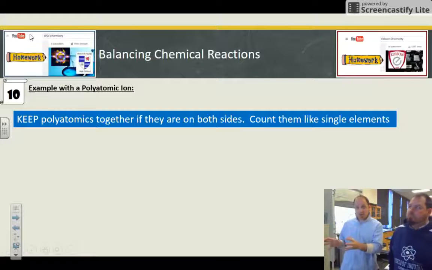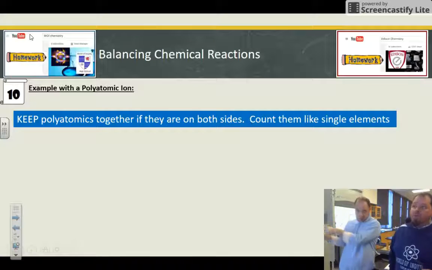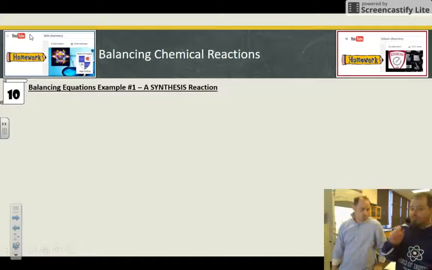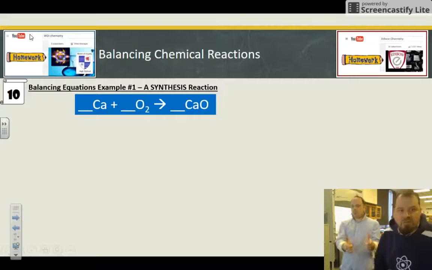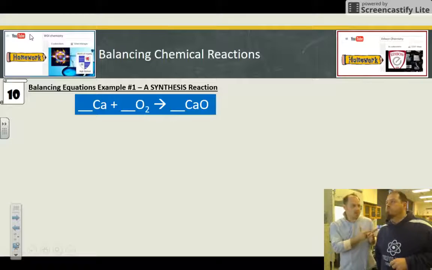I'm going to keep it as a chunk because that chunk doesn't break up. So it just gets moved around. Here, the only trick is you've got to make sure that if you see a polyatomic on the reactant side, the same polyatomic is there on the product side. If that's the case, you're good to go. So I'll do this one my way, and then Mr. Milks will show you how he does it.